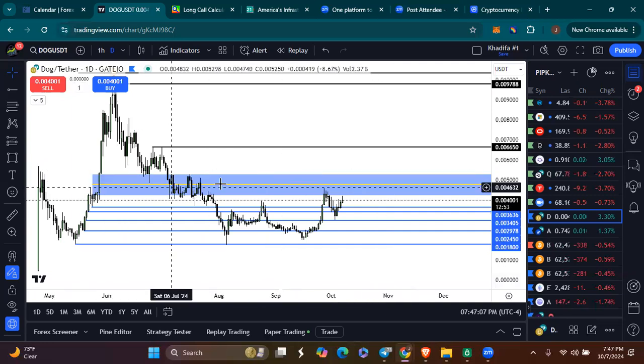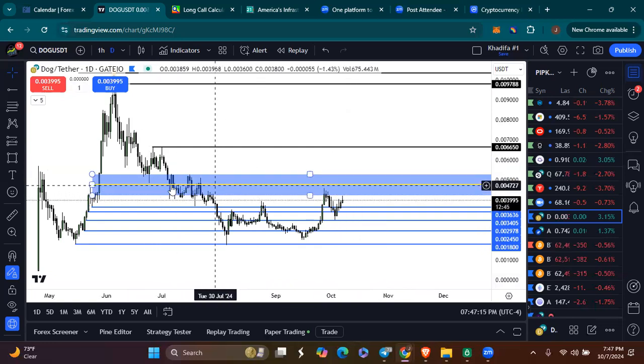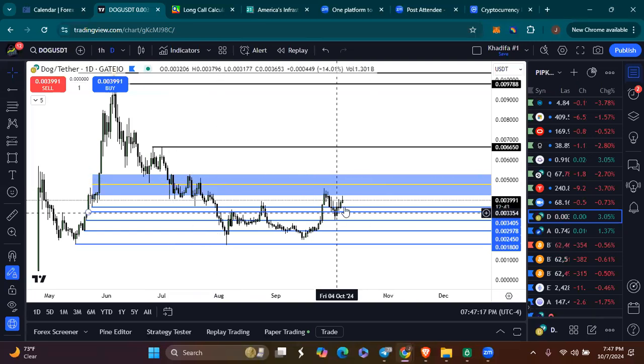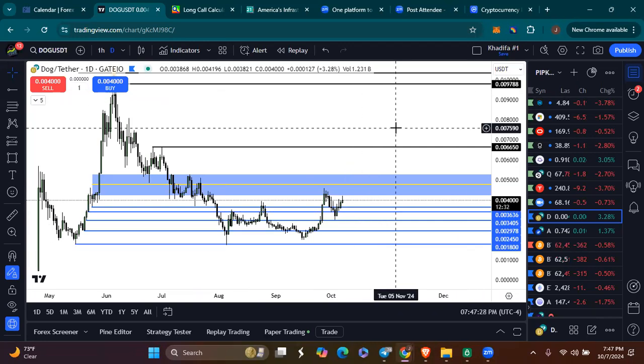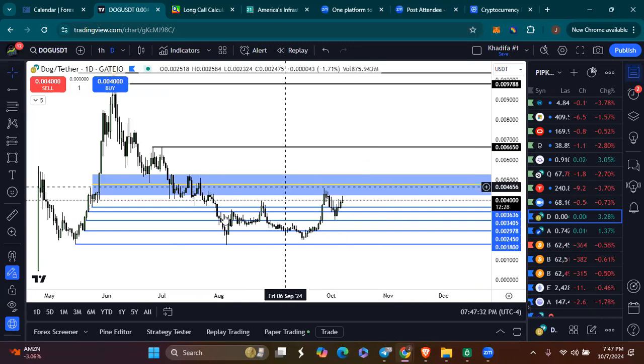Once we break aggressively and close above this area of accumulation, I don't ever think we'll see sub 360 million market cap ever again, right? That's just my analysis for DOG on Bitcoin.